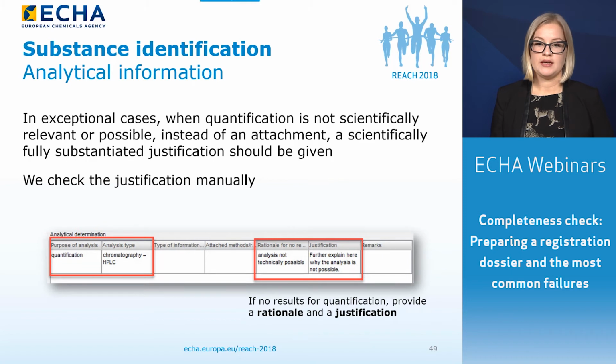In very exceptional cases, when quantification is not scientifically relevant or possible, instead of an attachment, a scientifically fully substantiated justification should be given. After you submit your dossier, we check the justification manually. So, if you do not report quantification, then you should select a rationale for no results and provide a justification that is relevant to your case in the field Justification in EUCLID.